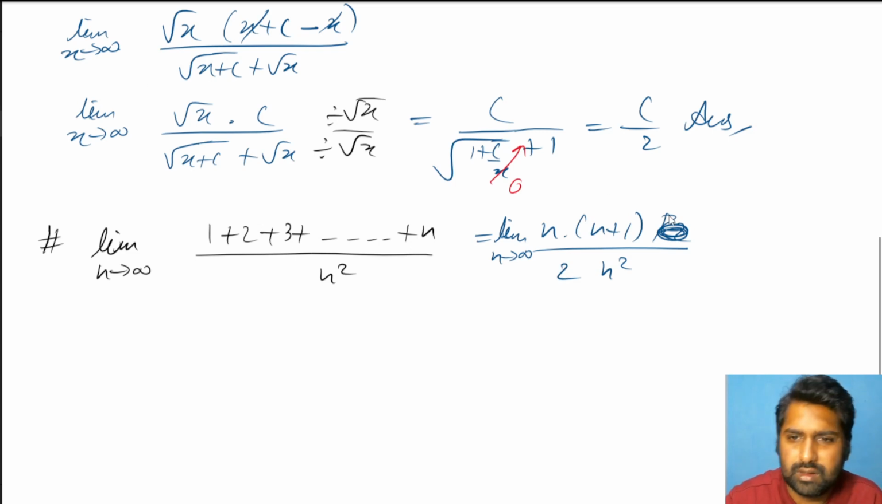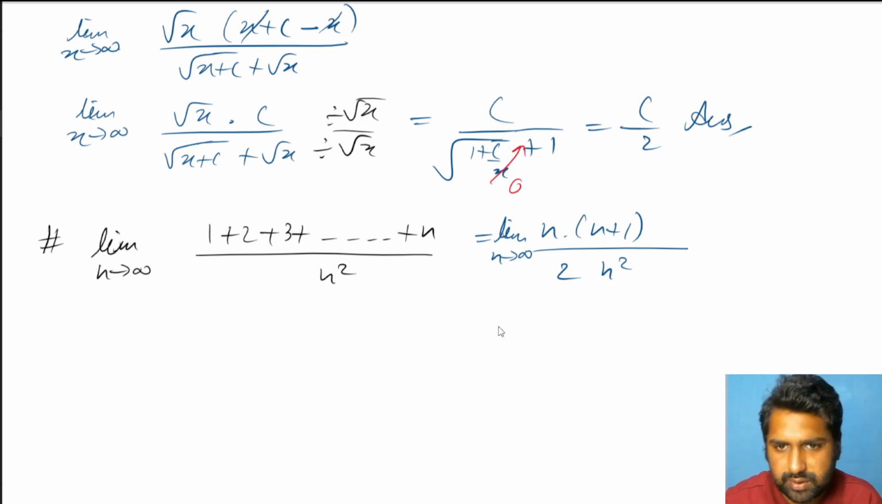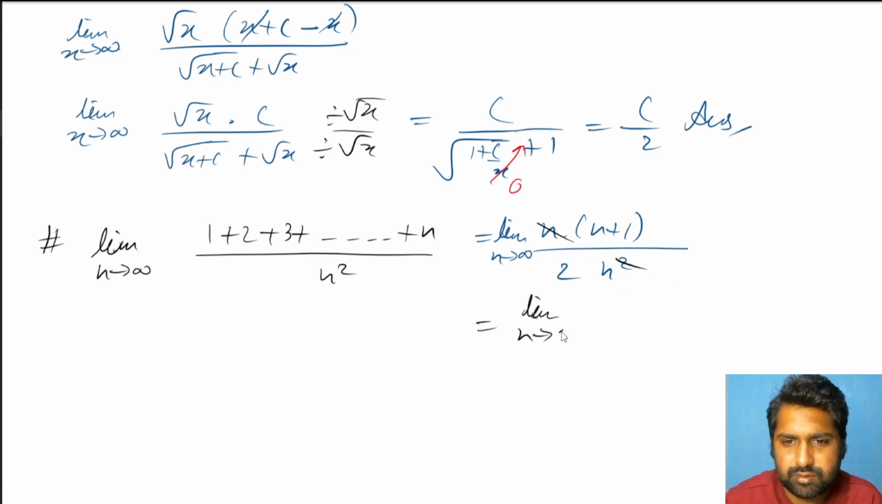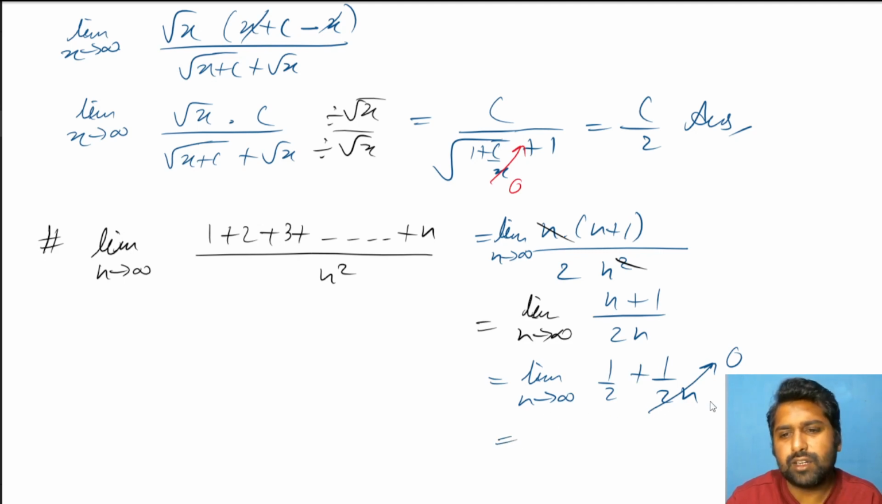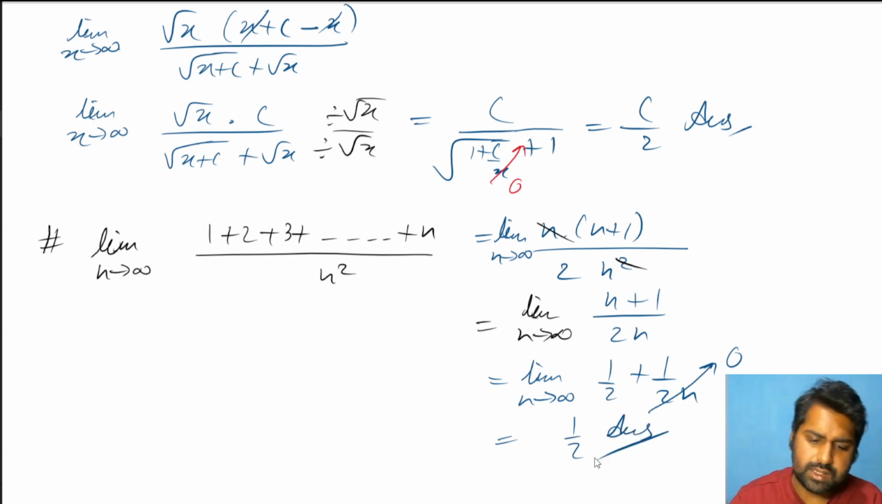Now you see the numerator, you see the denominator. N is tending to infinity. In order to solve that, first of all, cancel this n and n. So limit n tends to infinity, n plus 1 upon 2n. Split the denominator: limit n tends to infinity, this will become 1 by 2 plus 1 by 2n. Since n is tending to infinity, 1 by 2n tends to 0. So this is 1 by 2 only. That's the answer.